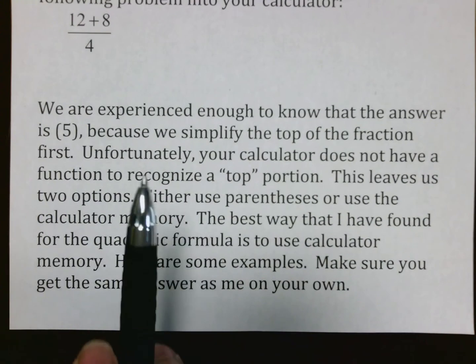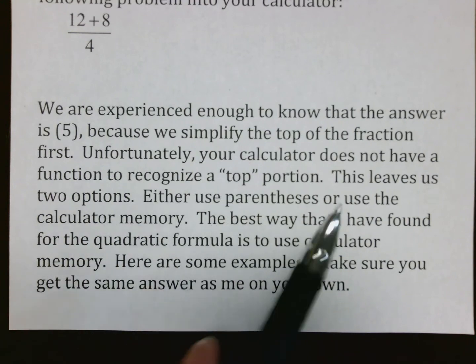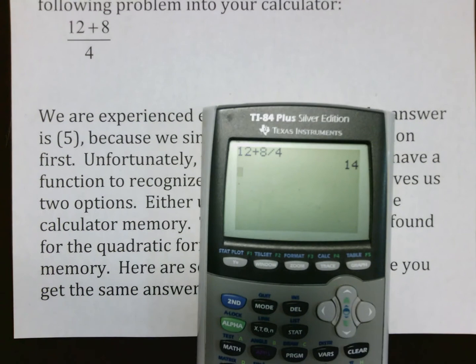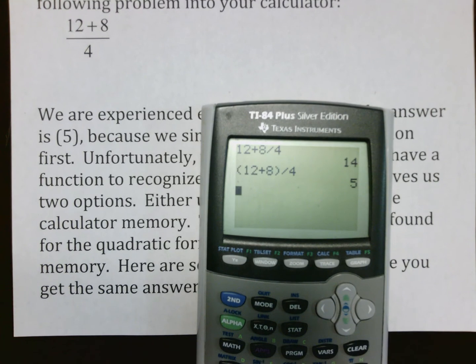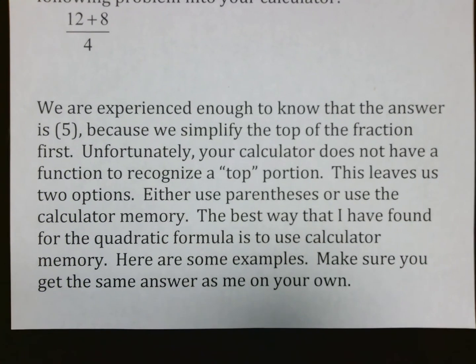So we'll talk about that as we go. Again, unfortunately your calculator doesn't have a function to recognize the top portion like the other one, and that leaves us with two options. Either use parentheses, which is where you say I'm going to put the top portion in parentheses and divide it by 4, which gives me the answer 5. And the other one is to use the calculator memory. Now what does that mean?